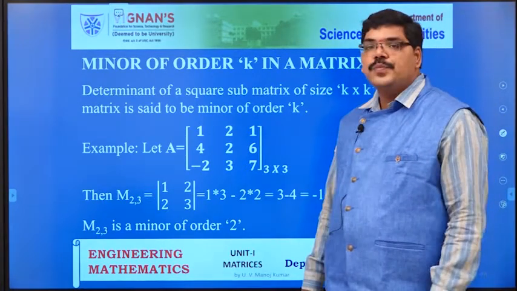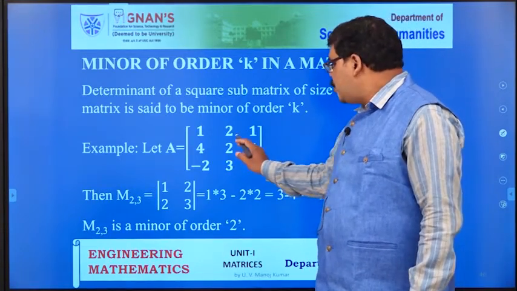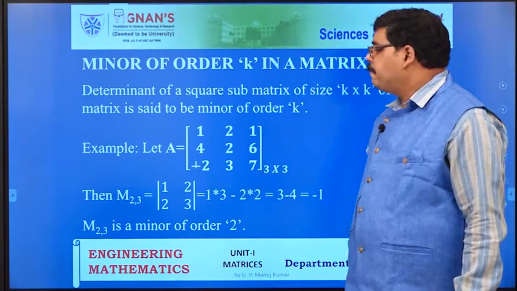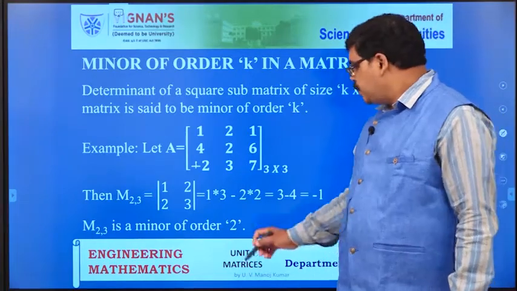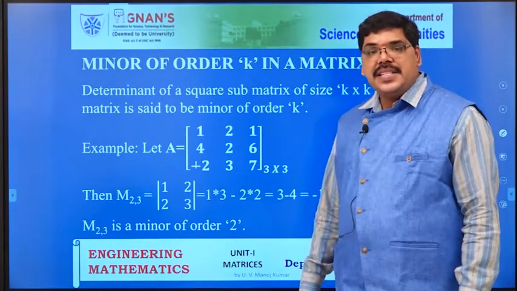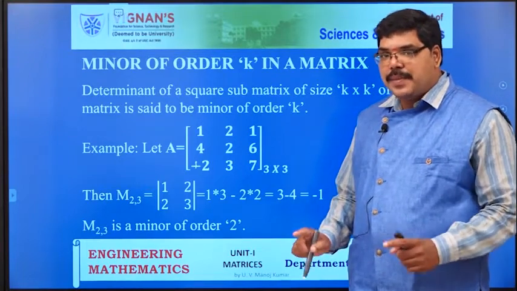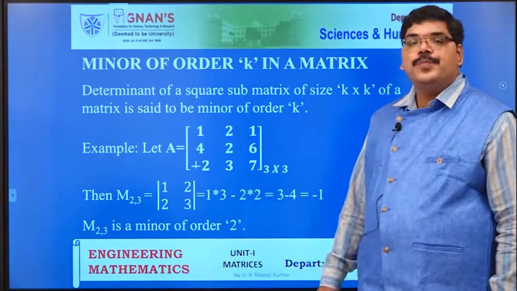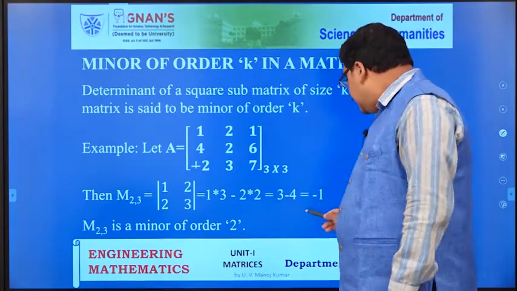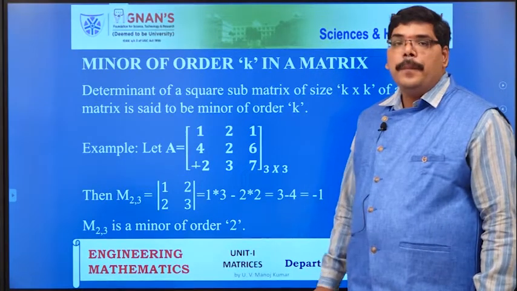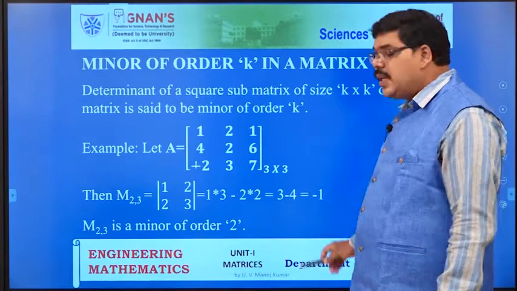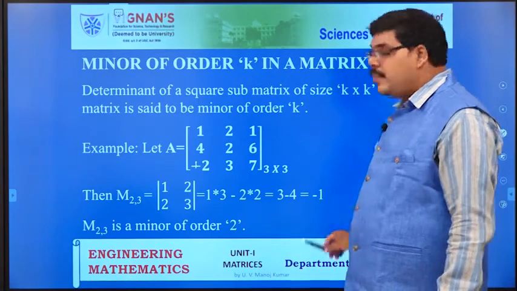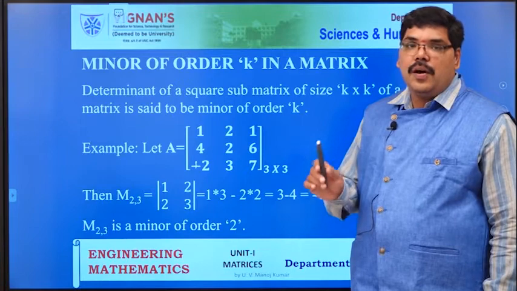See here, in the example 1, 2, 1, 4, 2, 6, 2, 3, 7, I am considering a 2 by 2 minor. I am considering a square submatrix of size 2 by 2 and its determinant is minus 1. So, this minus 1 is a minor of order 2.